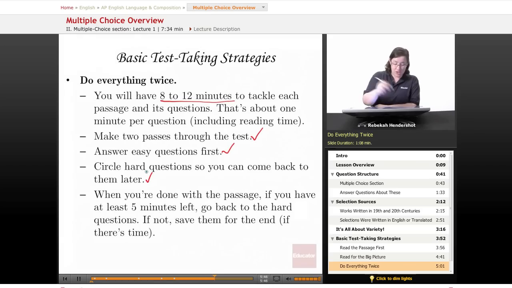If you have really hard questions, circle them so you can come back to them later if you have time. Remember, your job here is to get the maximum number of points, not to prove how smart you are by spending 20 minutes on one question. And finally, when you're done with the passage, if you have at least 5 minutes left in the time you've allotted yourself for it, go back to the hard questions. If not, save them for the end of the test if you have time then.